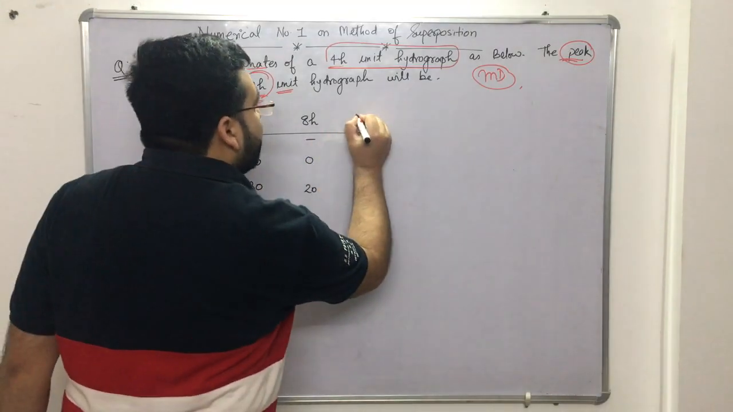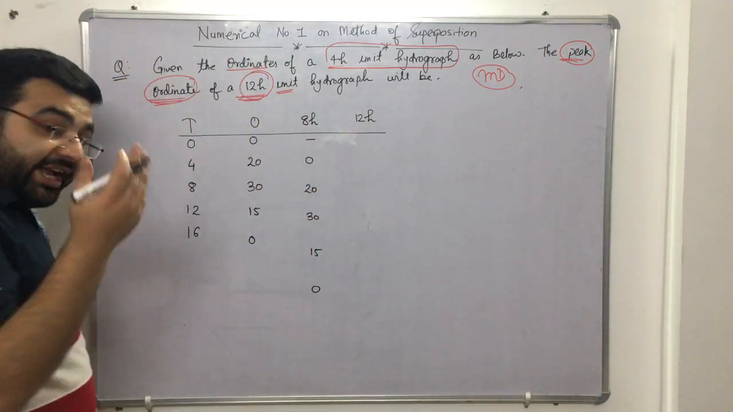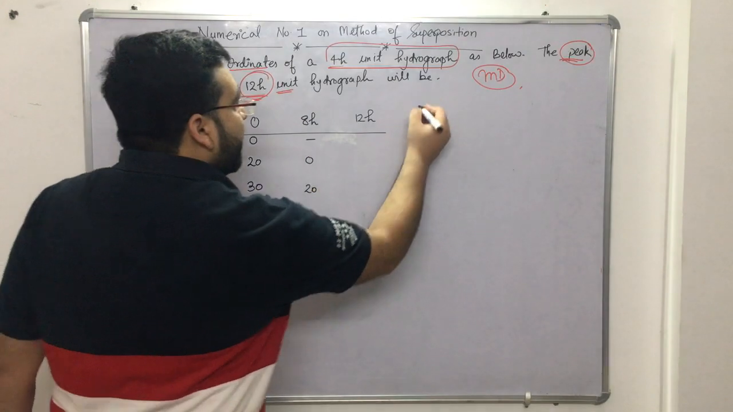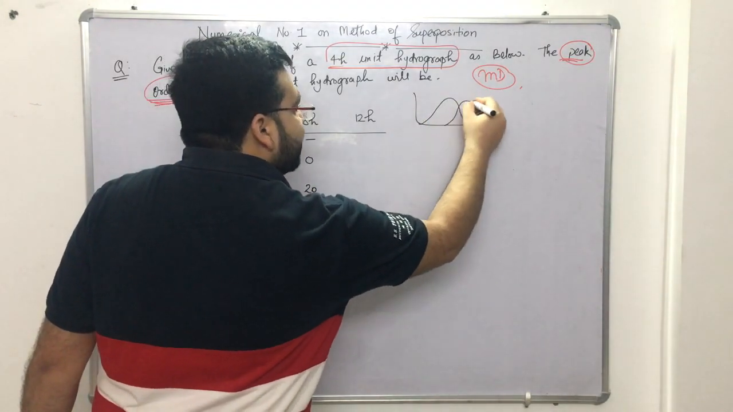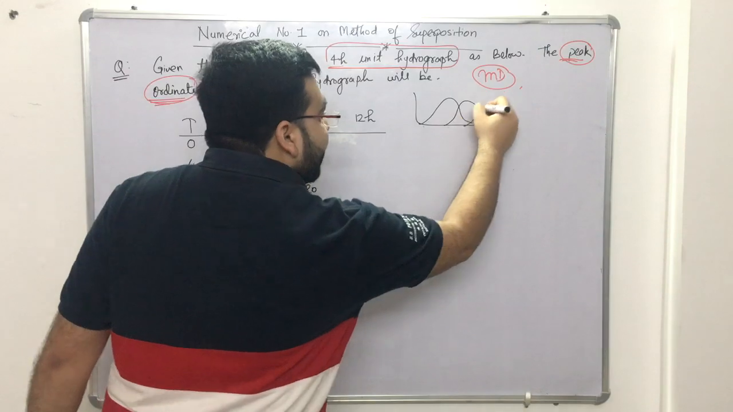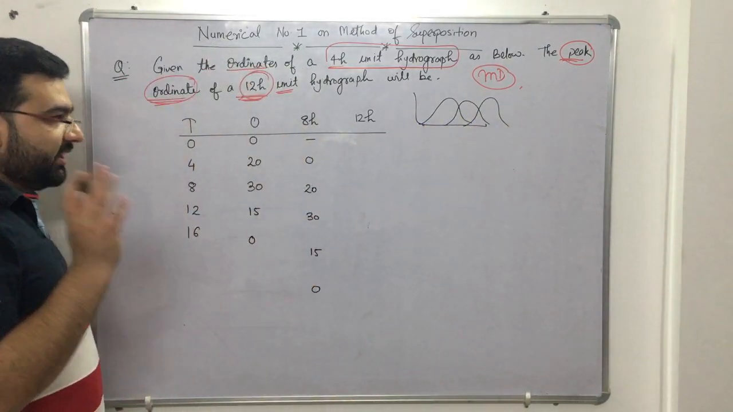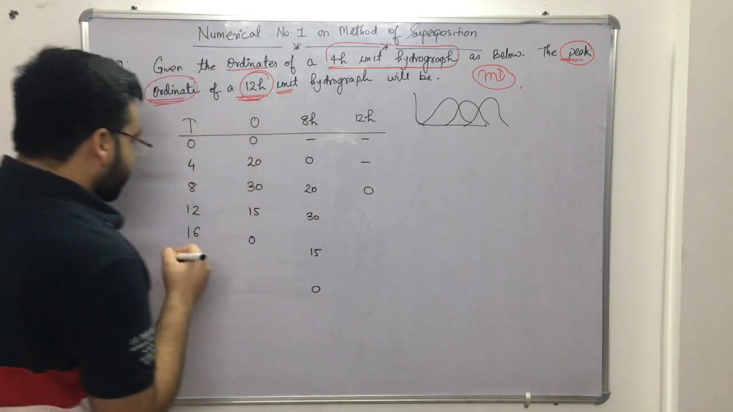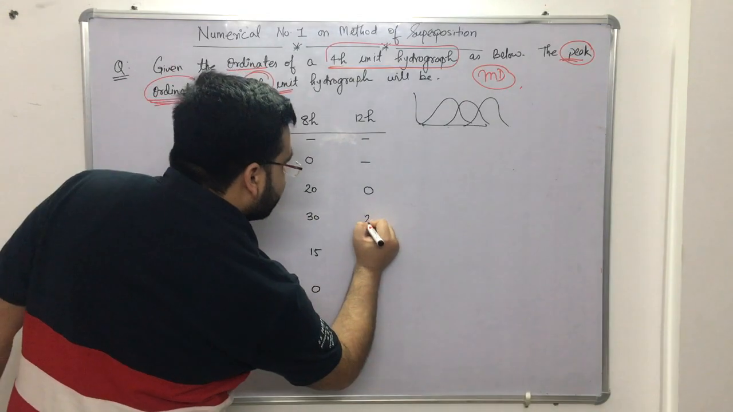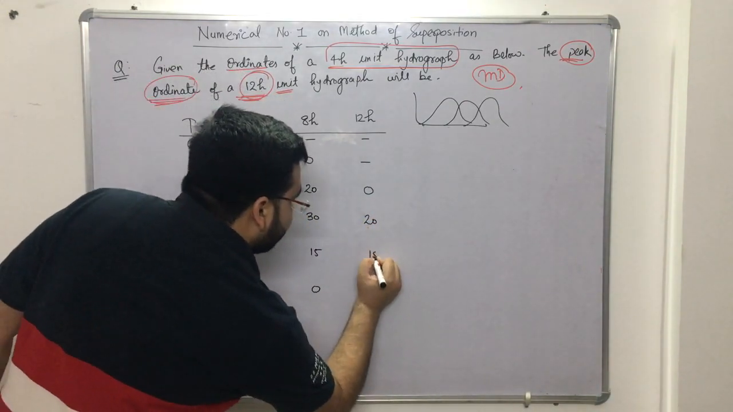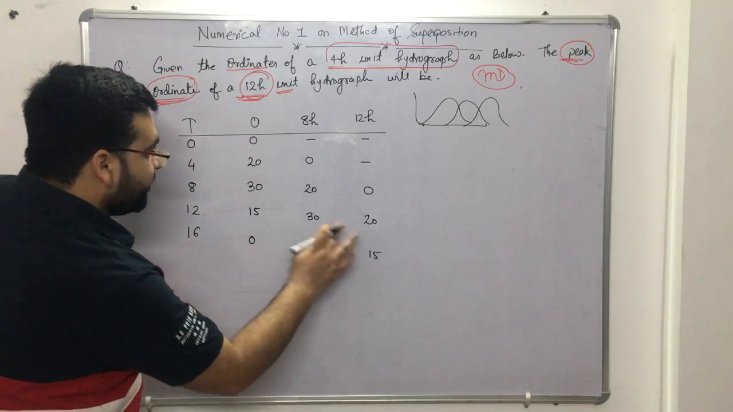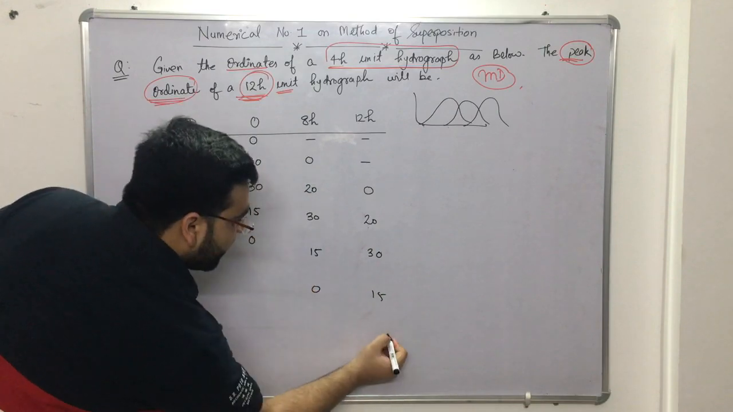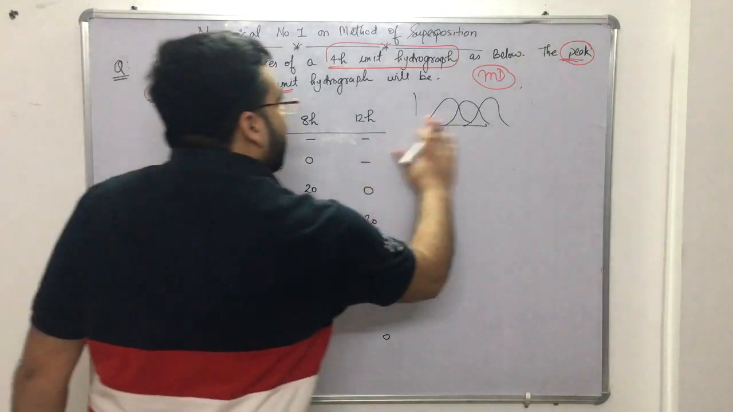Now again, if you want to calculate a 12-hour unit hydrograph, then we have to lag it again by 8 hours, so 4 plus 4, 8, right? First lag by 4 hours, and then lag by 8 hours compared to the original one. So this is dash, dash. Lag by 8 hours, start from here: 0. Then 20, then 15, then 30, then 15, and then 0. Clear?